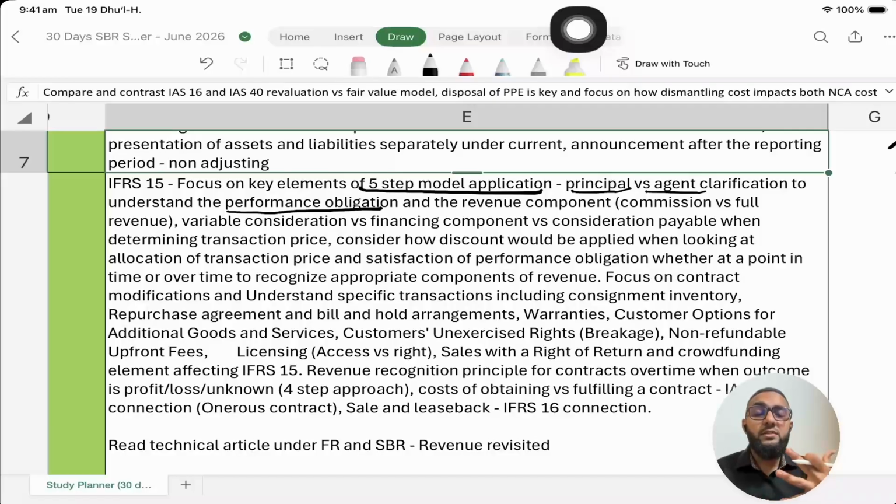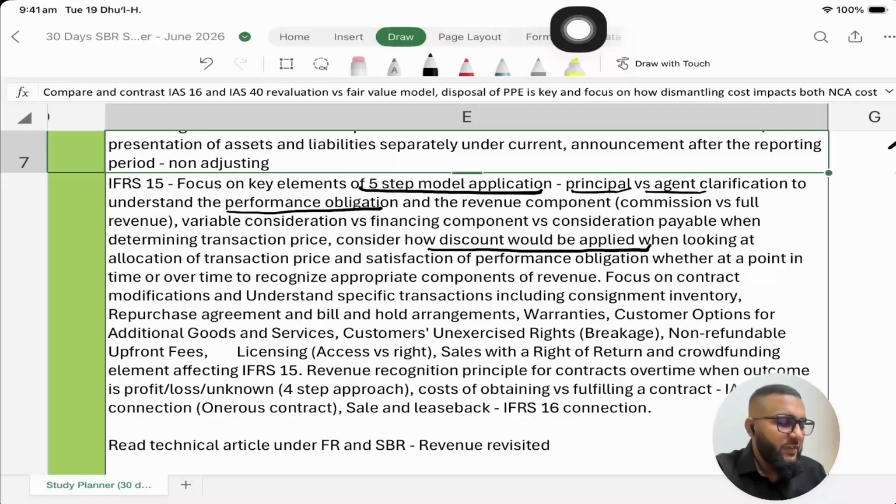Then the consideration that you are going to pay to a customer who also is a supplier. Just look at those elements. How will the consideration that you will be receiving affect the revenue component? All right. And then consider how the discount would be applied when looking at allocation of transaction price, right? If it's a generic discount, the general discount across all the performance obligations, you allocate accordingly. But if it is not a generic discount, and the discount is given for a specific performance obligation, you will have to allocate it to that, right? So you will have to know that and how you're going to treat it financially.